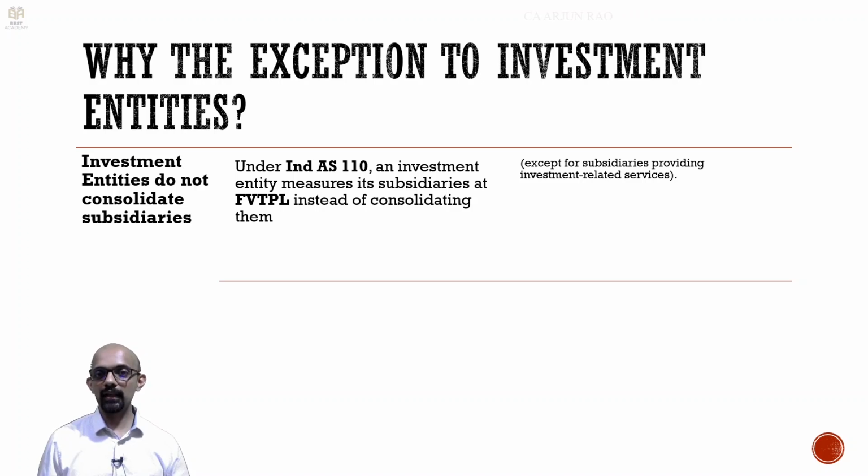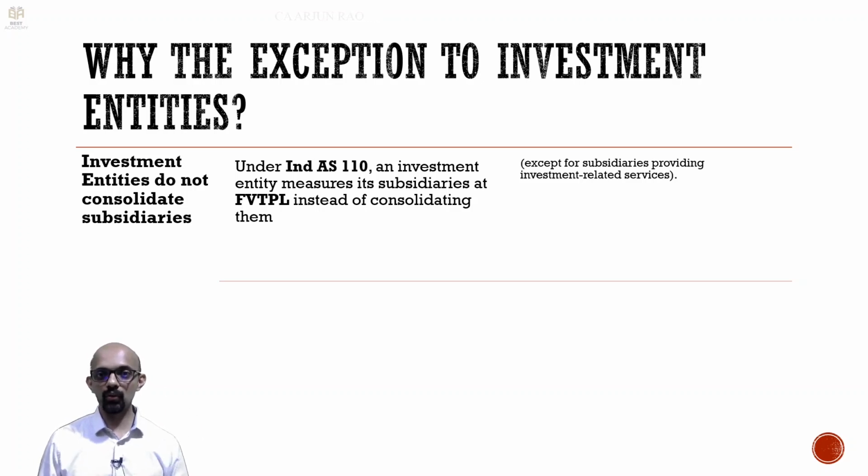So there is a company I Limited, it gains controlling interest in a subsidiary, let's say S Limited, totally different business, nothing to do with the investment entity. So how should it consolidate? It will not consolidate. It will just show that investment at fair value through P&L. That is the rule given by Ind AS 110.